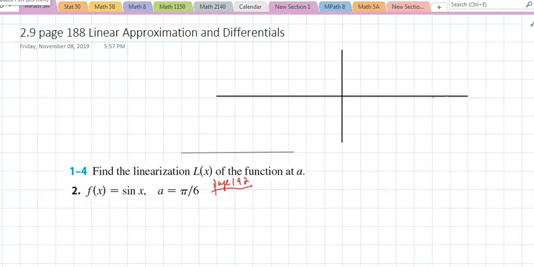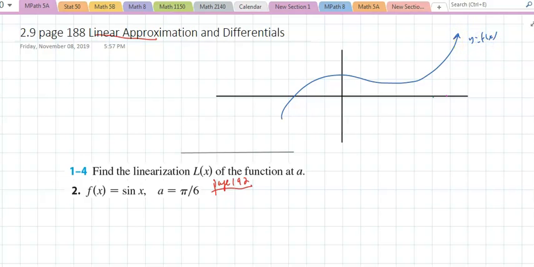Section 2.9 is on page 188, talks about linear approximation and differentials. Let's get those out of the way. Linear approximation we already did. If I look at a sketch of a graph, y equal f of x.